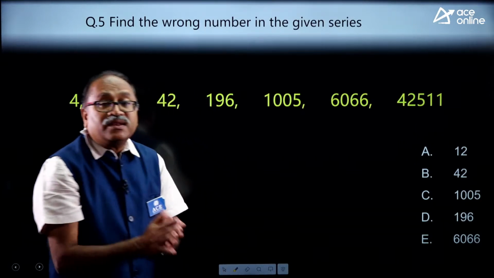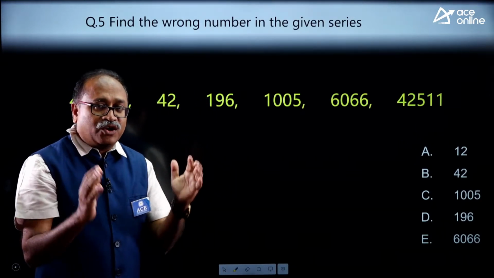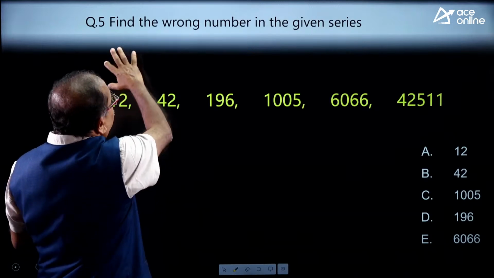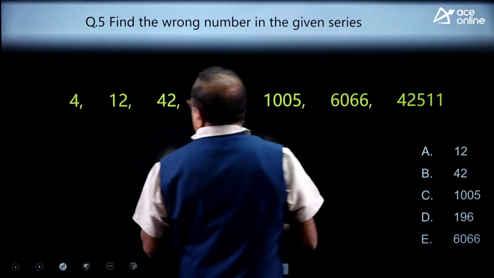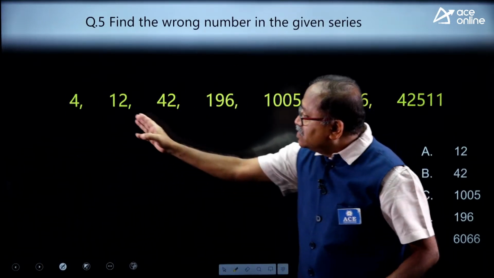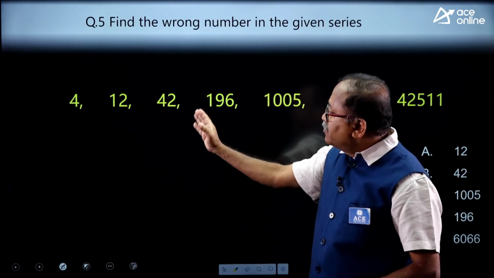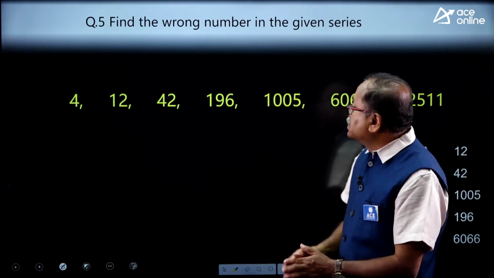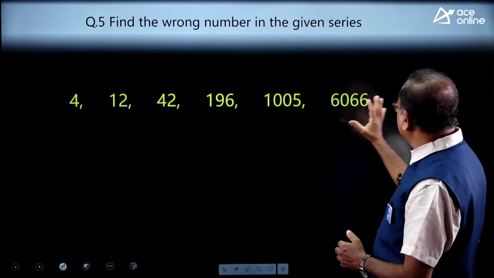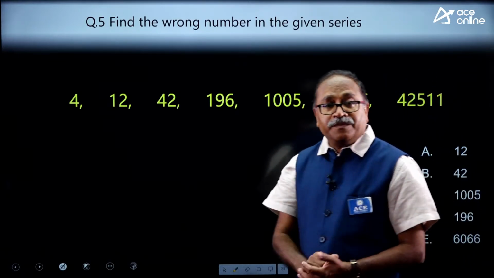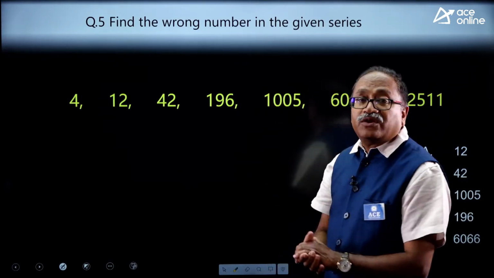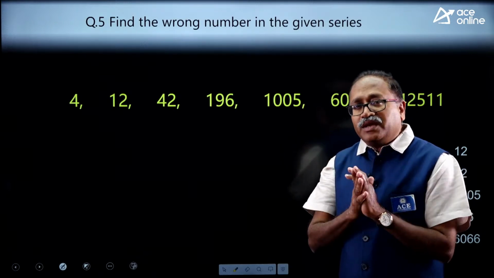And it's a number series. It says find the wrong number in the series. So I am taking some side so that you can see the numbers here: 4, 12, 42, 196, 1005, 6000, 42,000. You have to identify the wrong number. Shall I give you the clue?